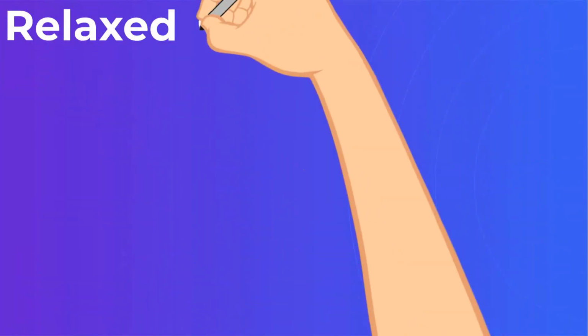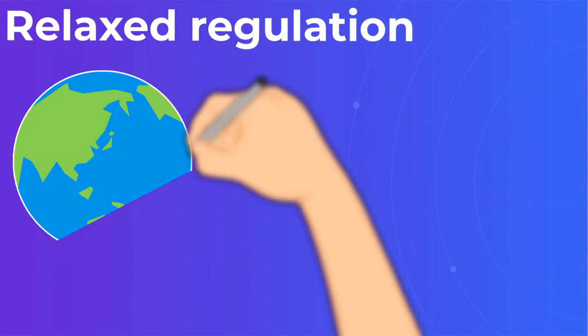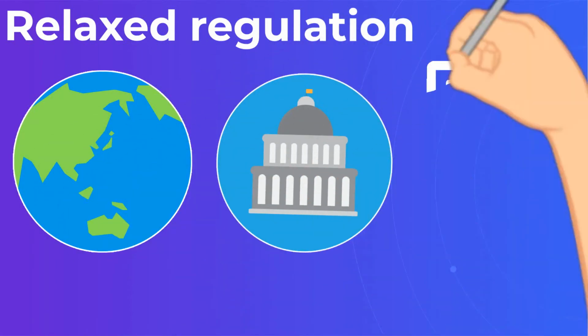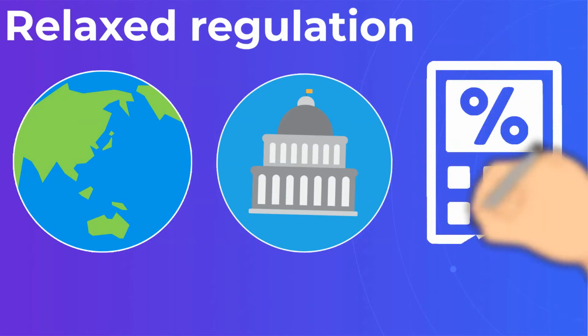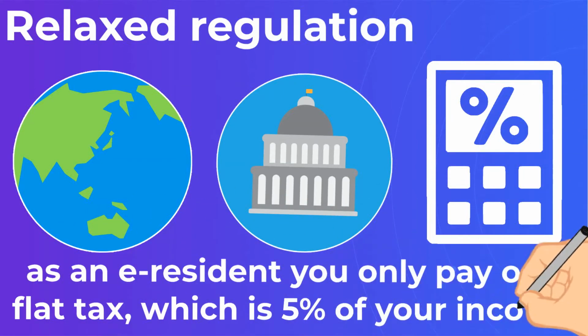Relaxed regulation. E-Residency allows you to run your business in Ukraine from anywhere in the world. The government also provides certain incentives to encourage such investments. For one, as an e-resident you only pay one flat tax, which is 5% of your income.